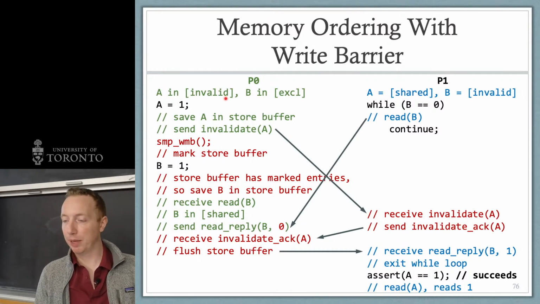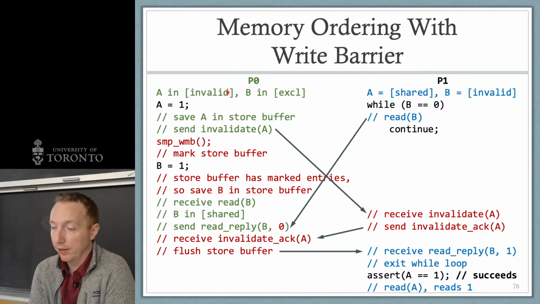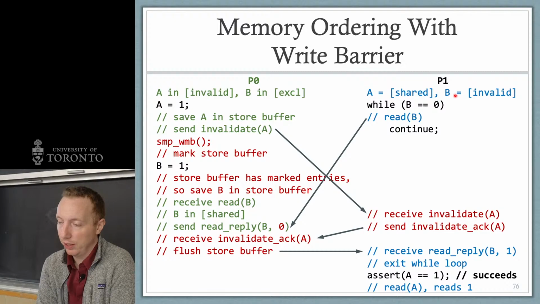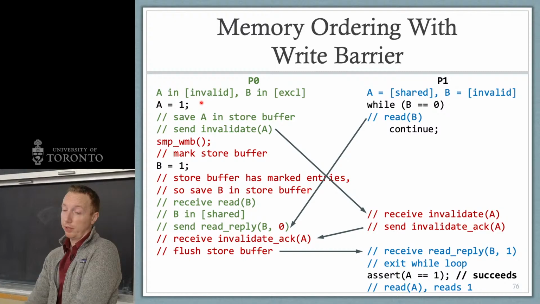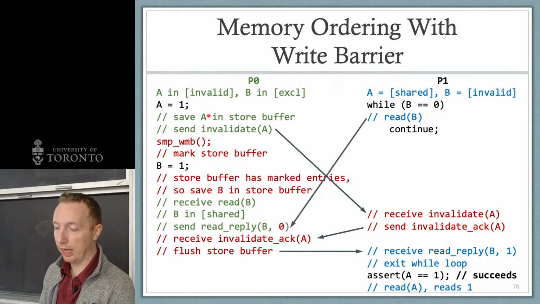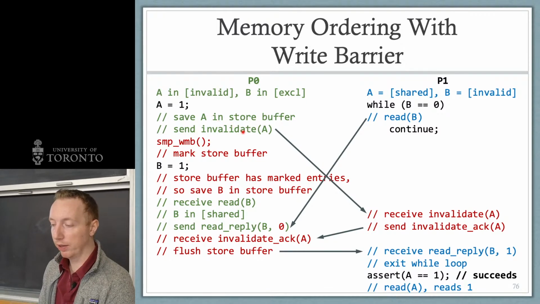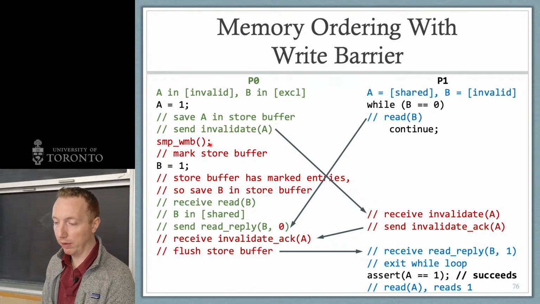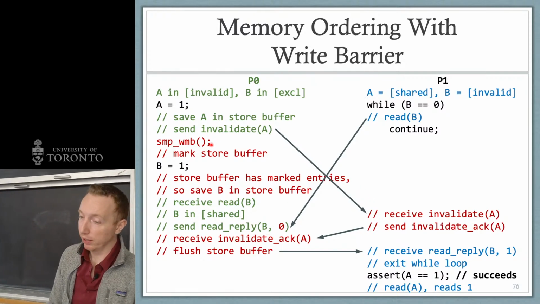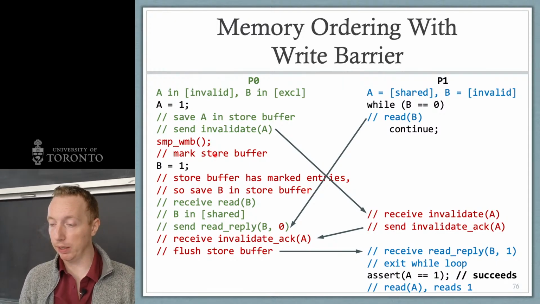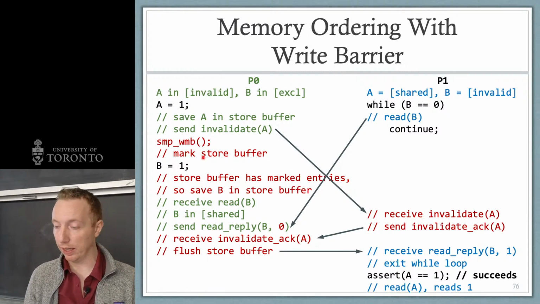Well, same case as before. A is in the invalid state, B is in exclusive, and on the other processor, A is shared and B is invalid. So now if P0 executes first, it would go ahead, just save that update to A in its store buffer, send that invalidate to the other core, and then, if we have that write barrier, that will mark that store buffer. It has to actually be written out before we modify anything else.